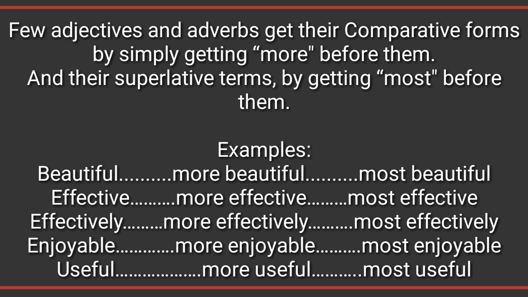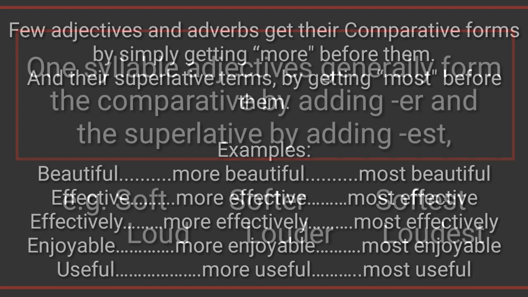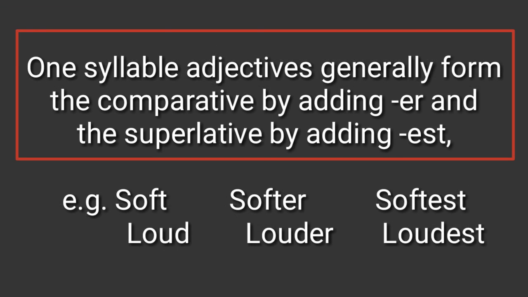Now you may be confused, or you may be thinking how to change these degrees of comparison. We can look. What's the rule? One syllable adjectives generally form the comparative by adding er and the superlative by adding est. Okay. One syllable word. The words with only one syllable like soft, loud can be pronounced with only one syllable. So in that case, we can make the comparative and superlative form of it by adding er and est.